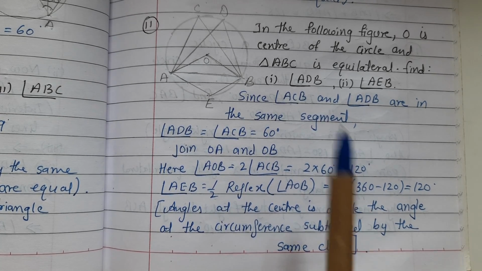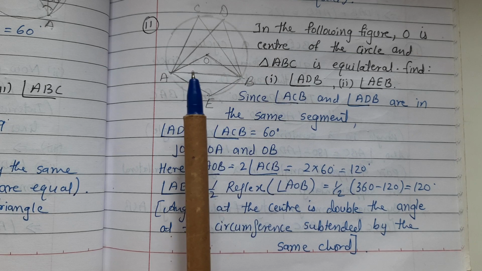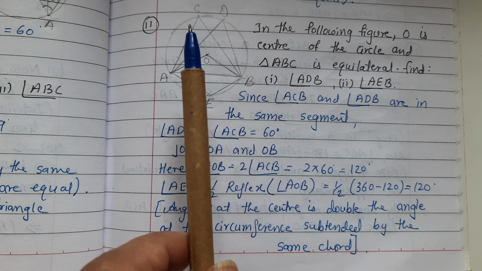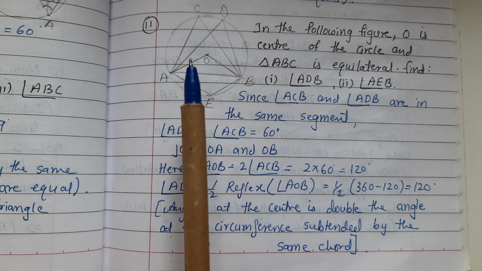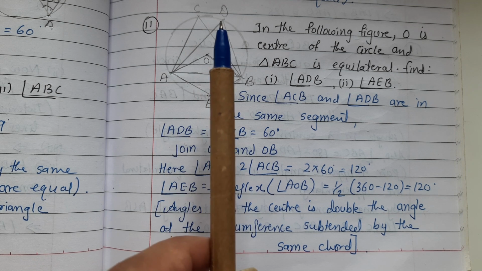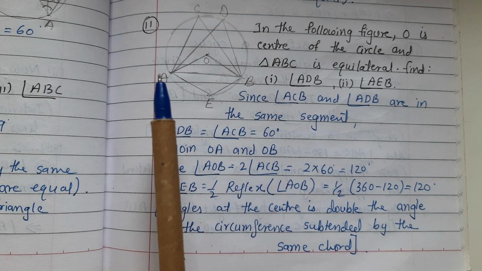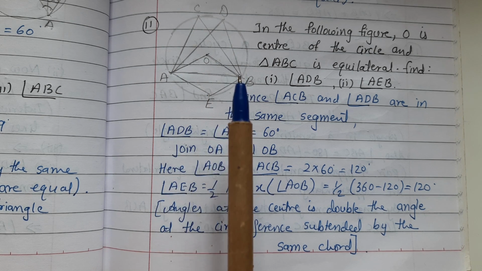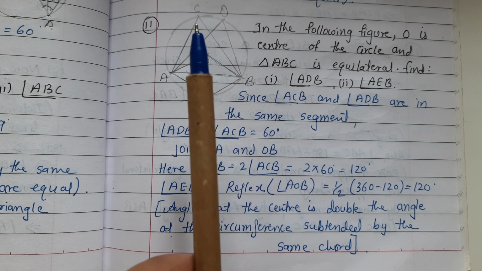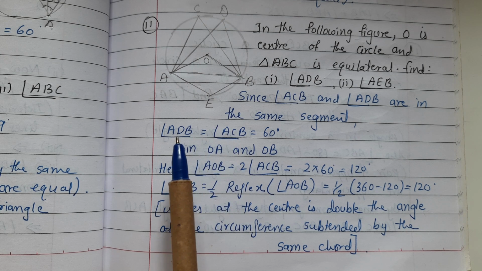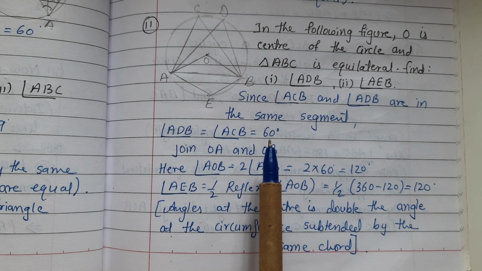Sum number 11. In the following figure, O is the center of the circle and triangle ABC is equilateral. Find angle ADB. Since ACB and ADB are in the same segment, and because it is an equilateral triangle, angle ACB is 60 degree. Therefore, angle ADB is also 60 degree.